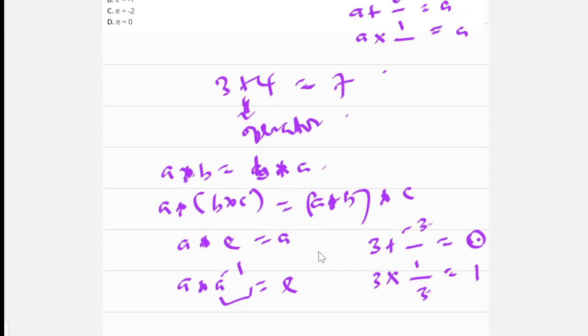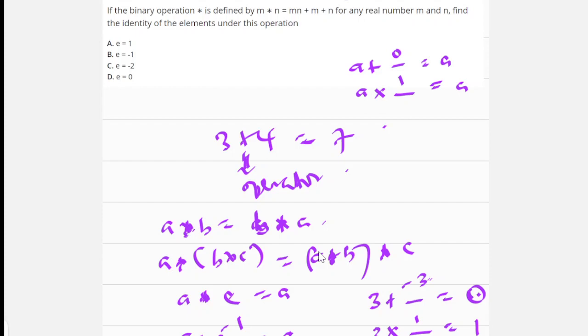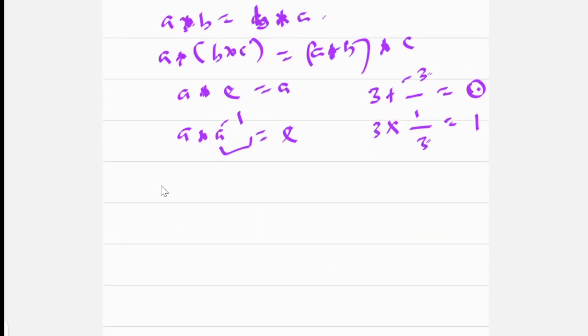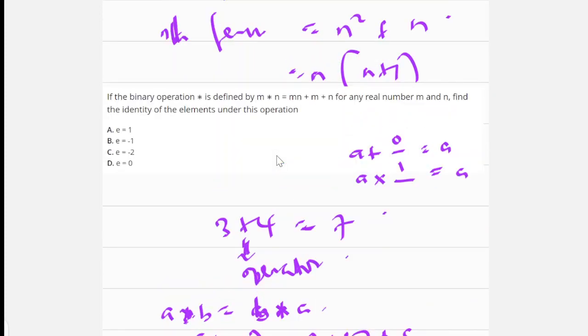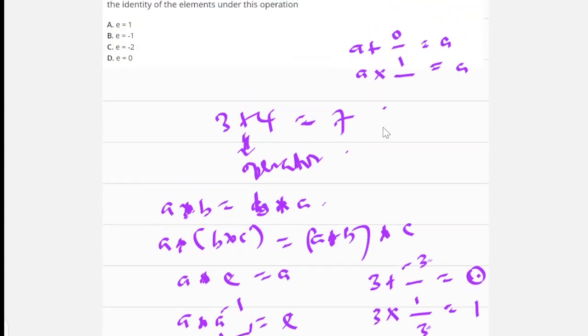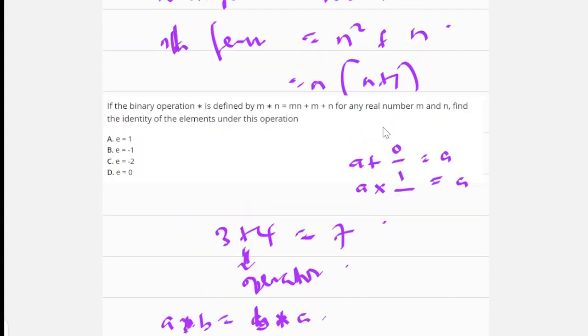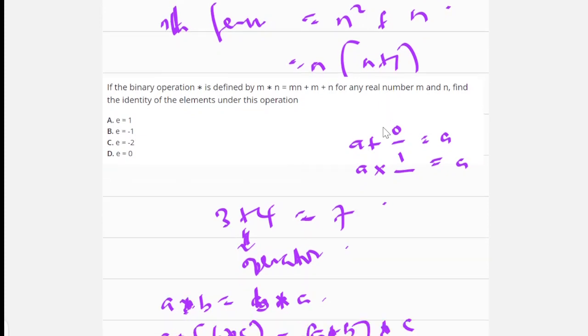So if you understand that now, let us go to the question. The binary operation is defined by m star n, which is our rule of the operation: m star n is mn plus m plus n, for any real numbers m and n. Don't forget the meaning of real numbers: it can be fractional, it can be negative, it can be positive.